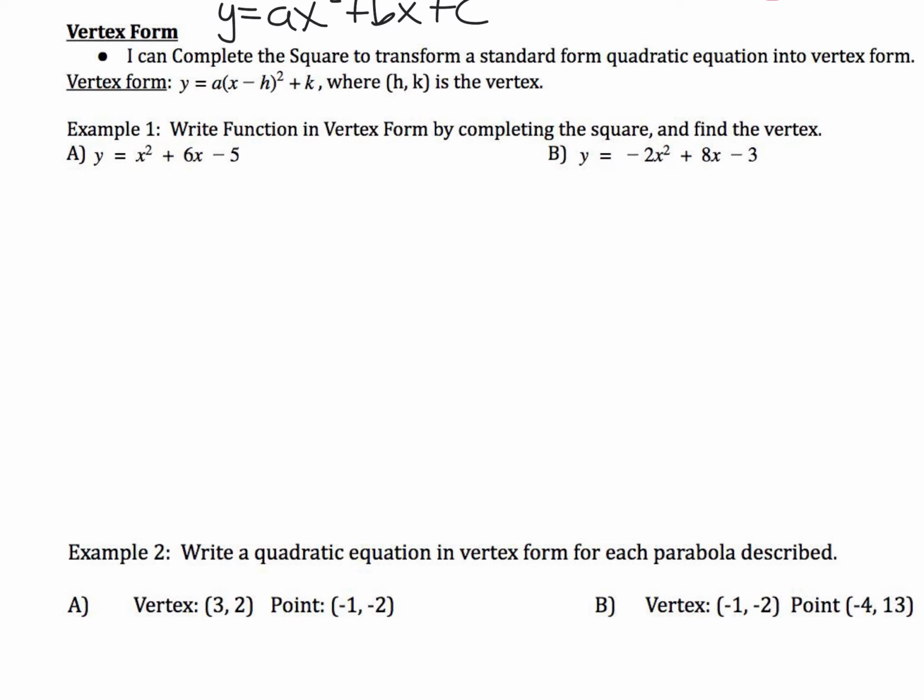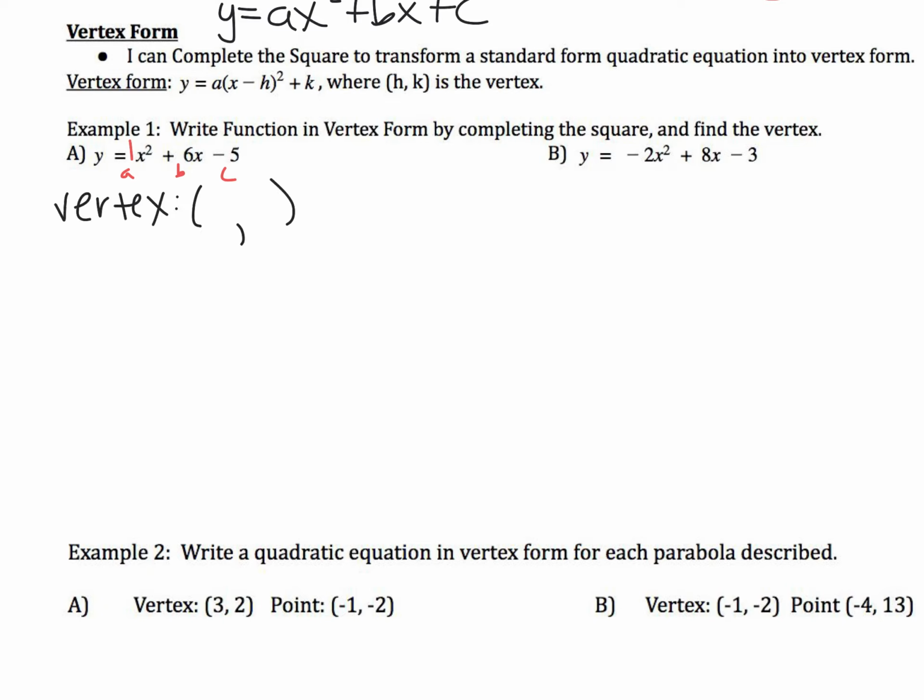For example, in letter A, we have y equals x squared plus 6x minus 5. Our a value in front is just a 1. Our b is 6. Our c is negative 5. Again, our goal when we're done is we want our vertex form y equals a in front times x minus h squared plus k. So our main goal is we're going to find our vertex just like we did from above.